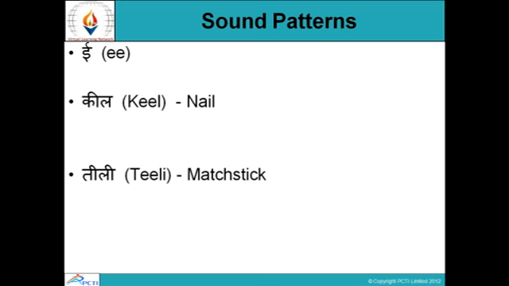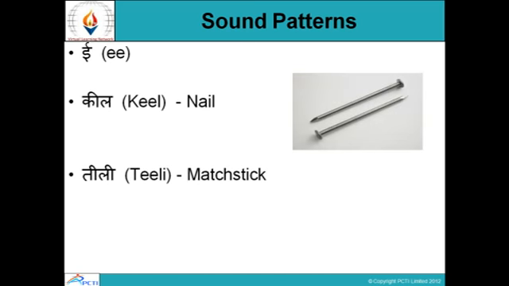A few more words we will study with this sound pattern. So next word is keel. Keel is what? Nail. We use it to hang pictures, wall hangings, and paintings on the wall. It is called nail. It is called keel.